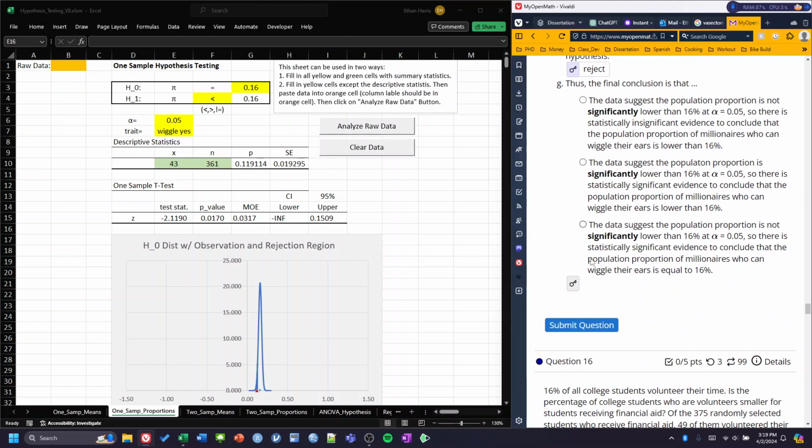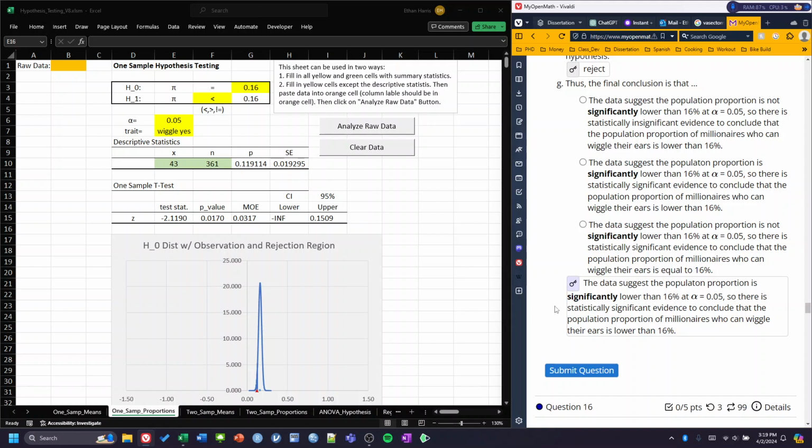So because of this, the data suggests that the population proportion is significantly lower than 16% at the alpha level of 0.05. So there's statistically significant evidence to conclude that the population proportion of millionaires who can wiggle their ears is lower than 16%. Now, the next question is, what proportion do we think of millionaires can wiggle their ears? We think it is less than 15%, because that's what our confidence interval shows: the true proportion is somewhere between negative infinity and 15%.